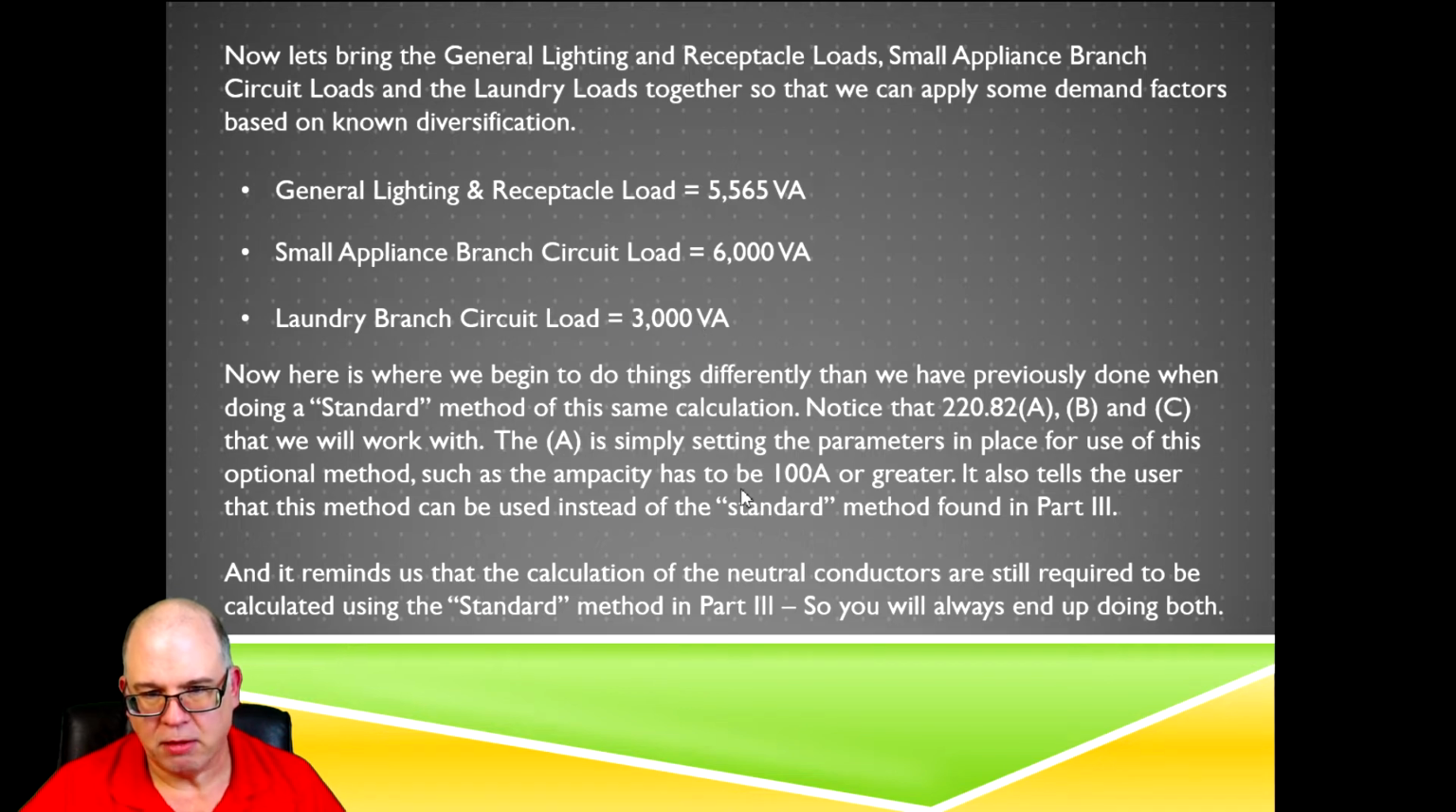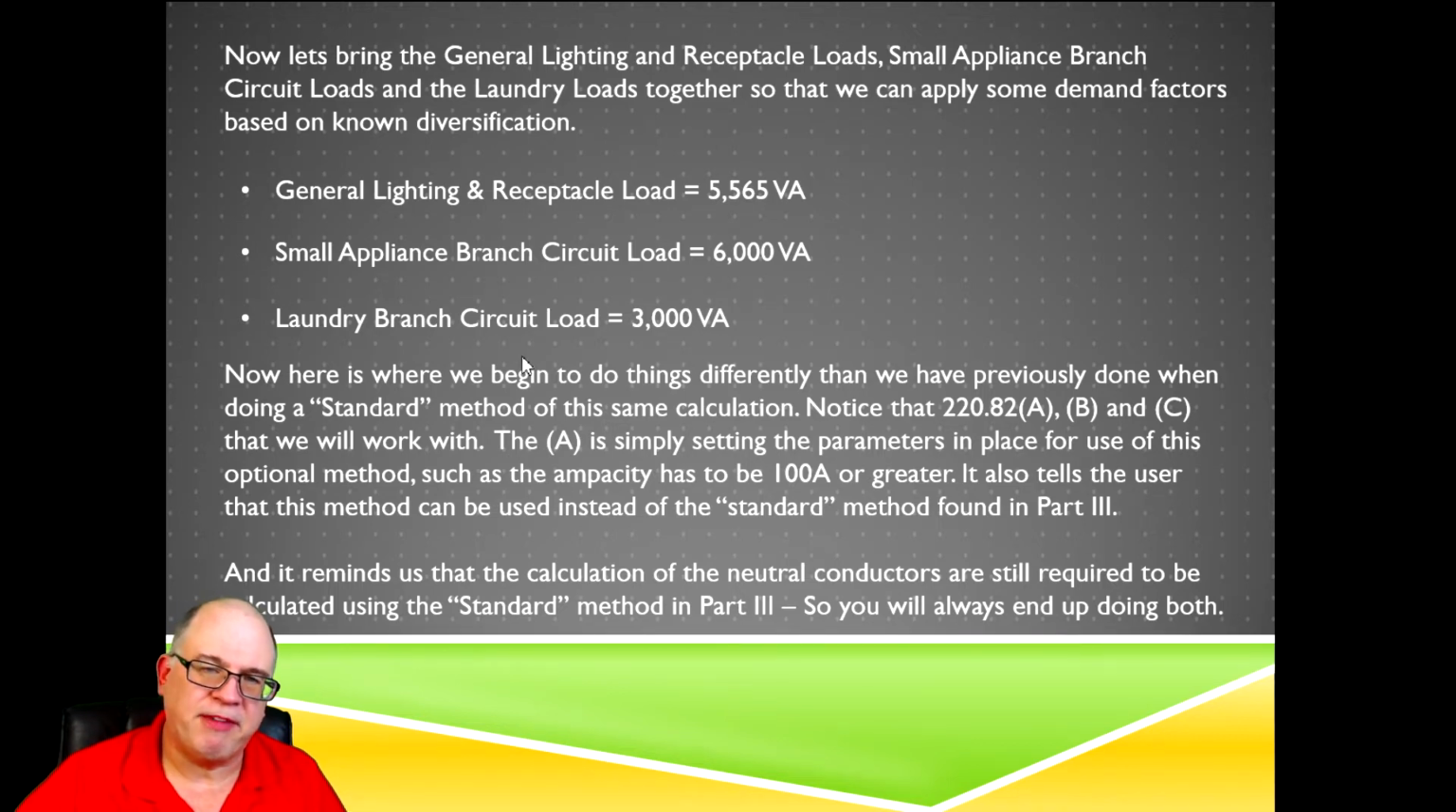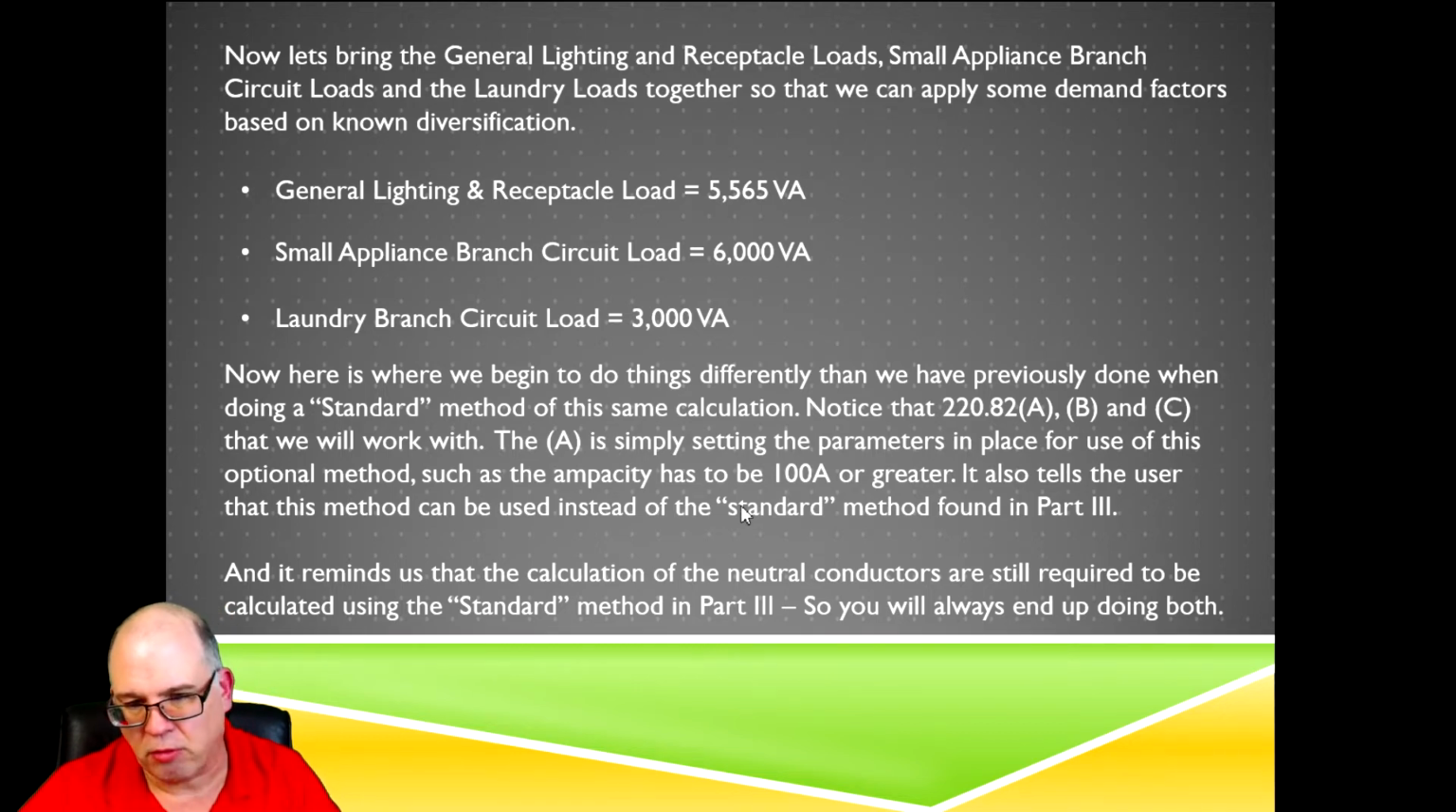Now, again, how does this differ from the standard method? At this point, we would apply a demand factor. Again, first 3,000 at 100%, the next 117,000 at 35%, and then the remaining over that would be at 25%. We don't do that here. We just write this number down, and we continue on and move into the appliances now. Okay, that's the big difference.